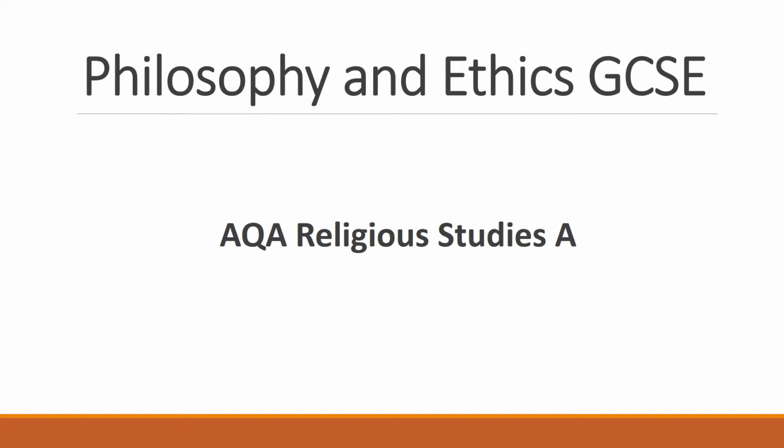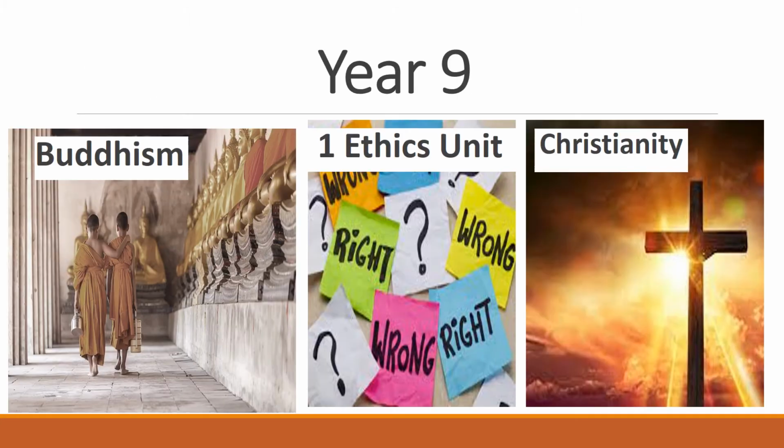My name is Mrs. Staker and I'm going to explain the course to you in this short presentation and hopefully address any questions you may have about the course. I'm going to start by giving you a breakdown of the course content, starting with Year 9. As part of the course, students will need to learn about 2 religions. At the Stonehenge School, we have chosen for those religions to be Buddhism and Christianity.